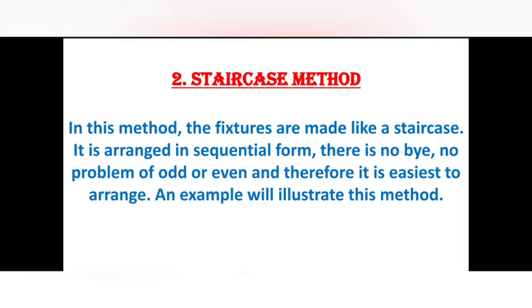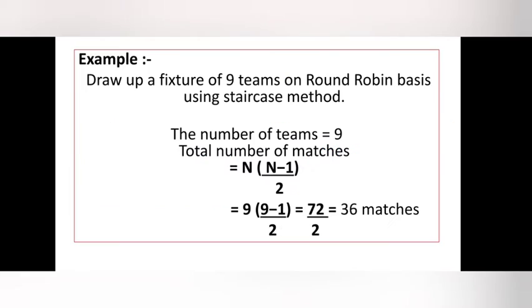Okay, so there are some examples of how to draw a staircase method. Let's move to the next page. Class, the first example: draw a fixture for 9 teams on a round robin base or staircase method. The first point is the number of teams. The number of teams is 9.